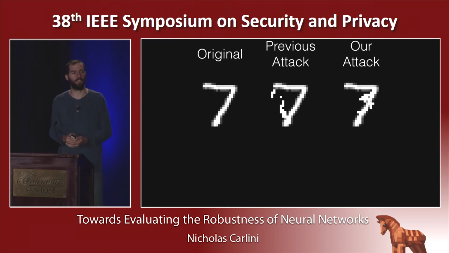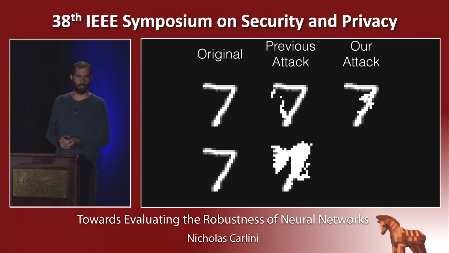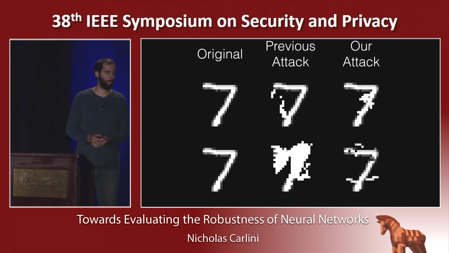But this is in the best case. In the worst case, if you want to turn this image from a 7 into a 0, previous attacks would have to make a relatively large change and destroy most of the image. Our attacks make a much smaller change and are still effective at constructing this image to make it a 0.